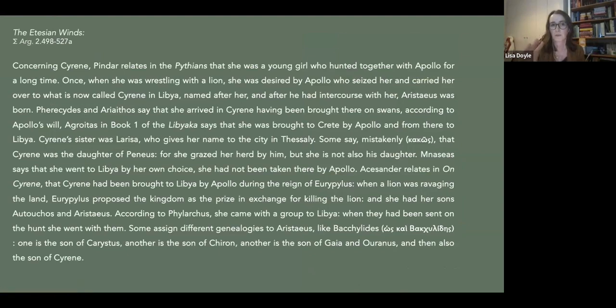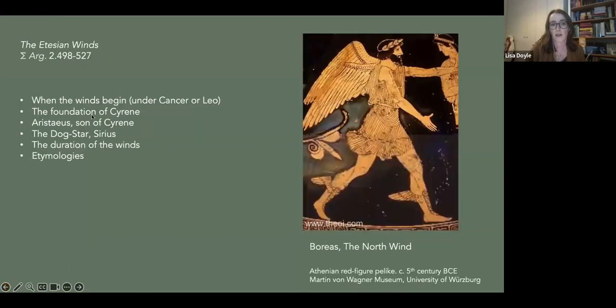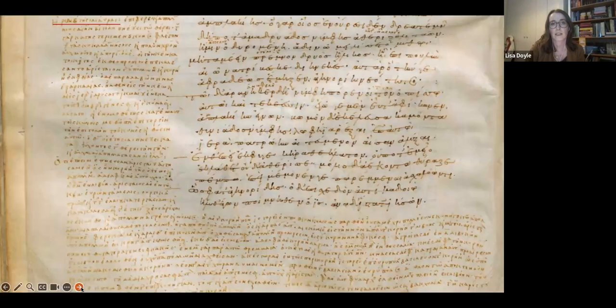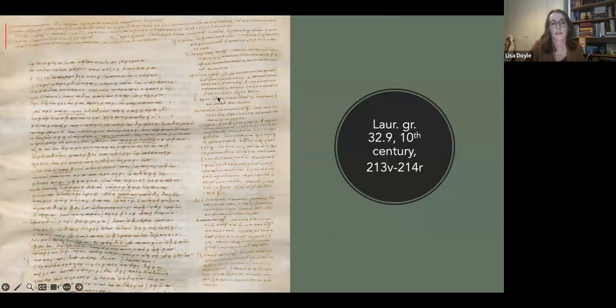So this is just one part that's concerned with the foundation of Cyrene, just to go back. And this is what we have in the manuscript, beginning here. Eri etesii aurai. So that's the verse in the poem, all the way down and all the way around again. So this is the manuscript containing the Apollonius scholia. So this takes up quite a lot of space and attention.